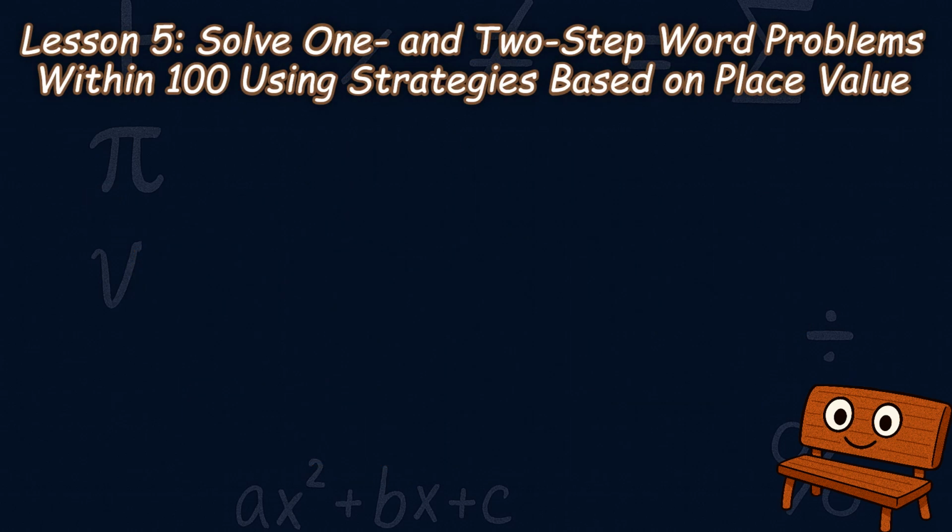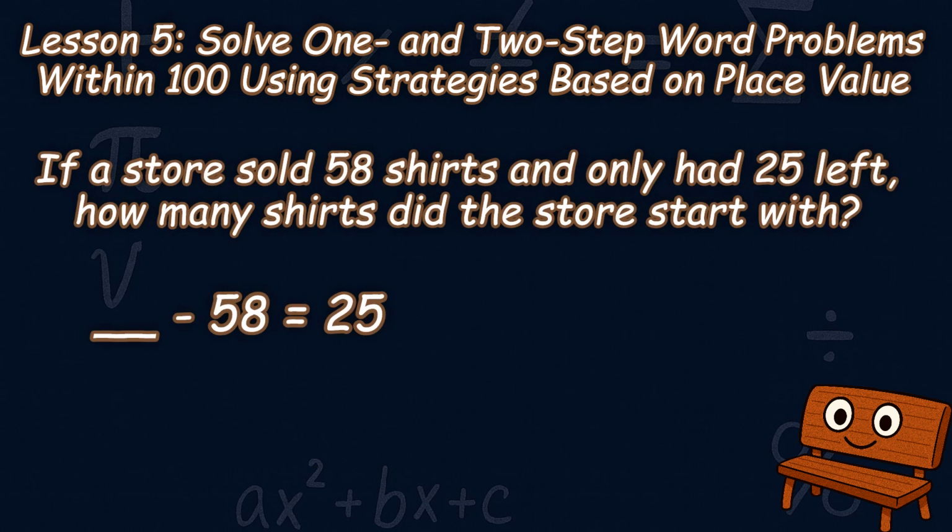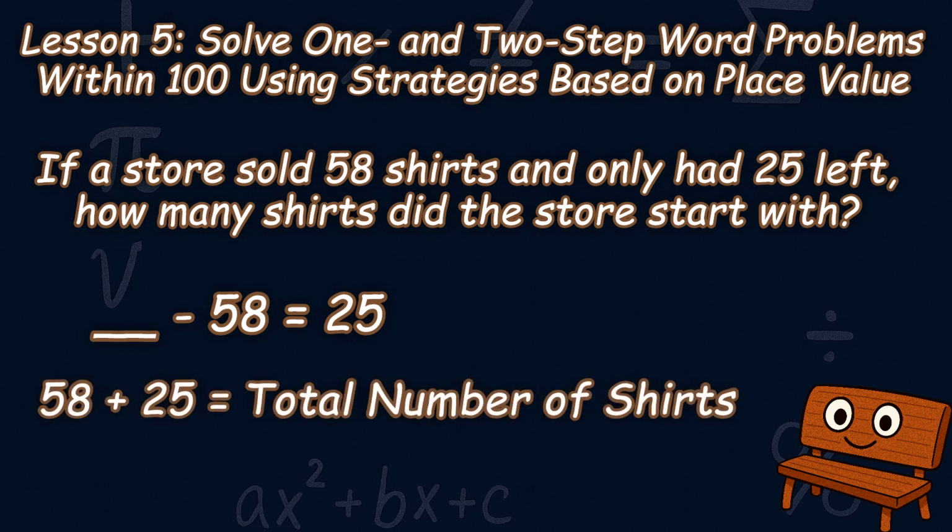On Wednesday, we'll be doing Lesson 5, solve 1 and 2 step word problems within 100 using strategies based on place value. In Lesson 5, students use their place value knowledge to solve word problems in 2 steps. For example, if a store sold 58 shirts and only had 25 left, we would have to add those 2 numbers to find the total that the store started with in regards to their shirts. This lesson will emphasize reading carefully, identifying what's being asked, and using the right operation to solve the word problem.